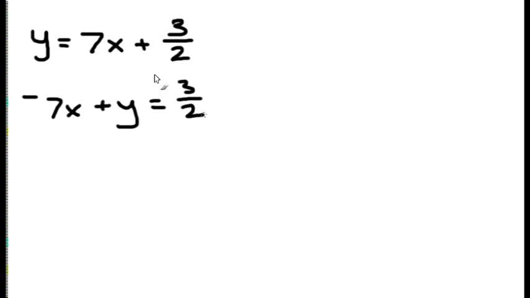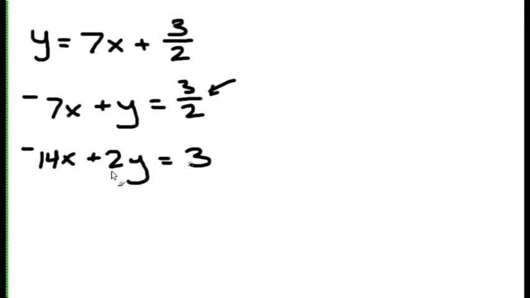So now we run through our little checklist again. So we do not have all integers because this 3/2 right here is obviously not an integer, it's a fraction. So we have to multiply by 2 throughout the equation. So now we have -14x plus 2y is equal to 3. So now we have all integers. We have no common factors other than 1.